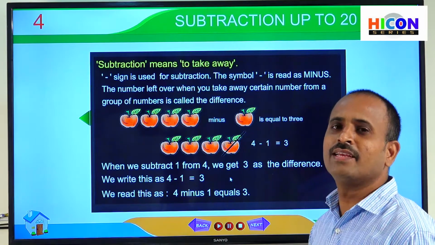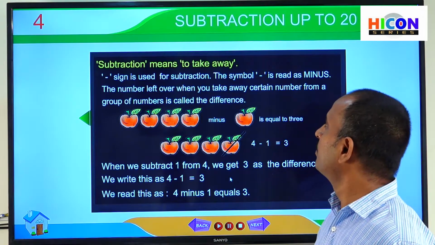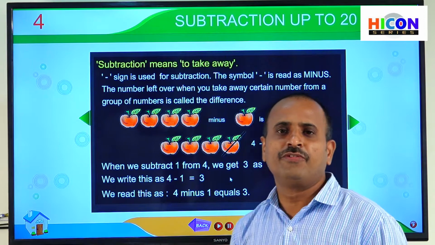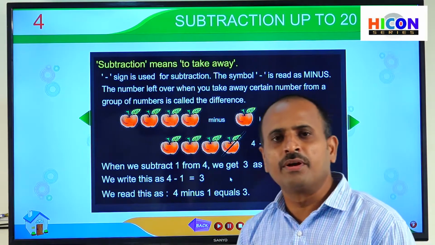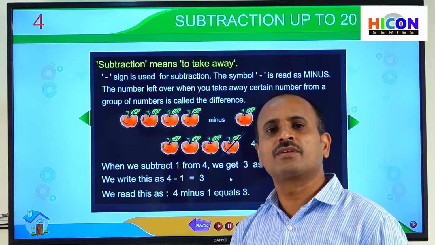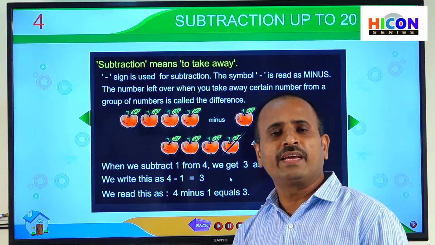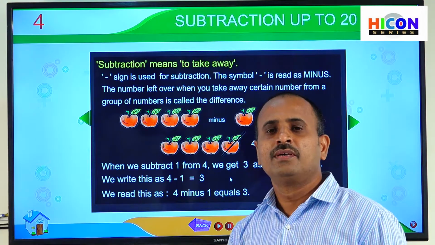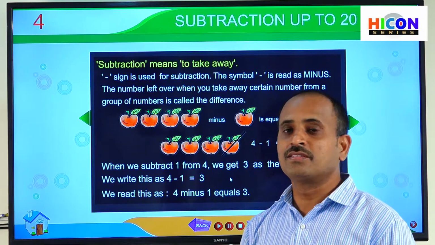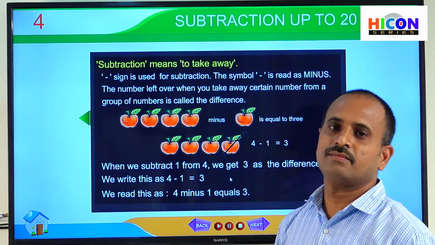So children, what is subtraction? Subtraction means to take away. If you take away a number from the given number, that is called subtraction. And if you take away the number from the given number, we get some answer. That answer is called the difference.